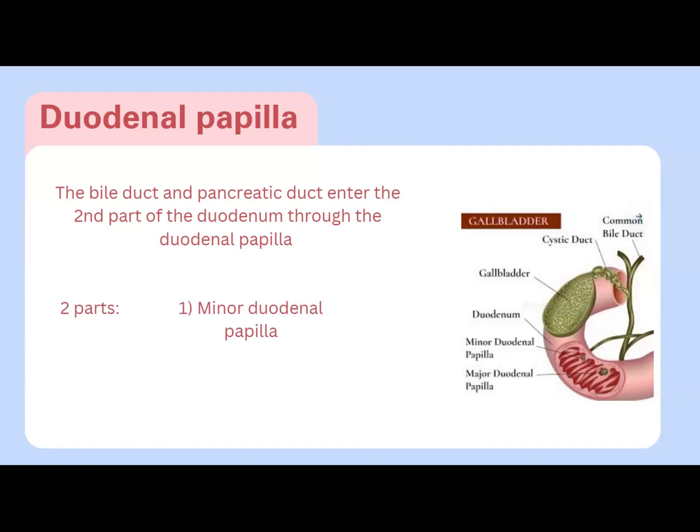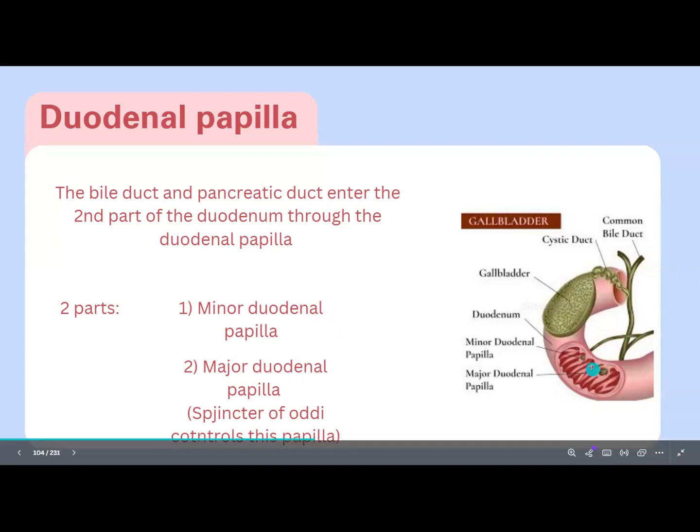The first one is the minor duodenal papilla, which is an opening for the accessory pancreatic duct. We're going to talk about it when we come to the pancreas. The accessory pancreatic duct will open into the minor duodenal papilla, but it does not always have to be there. Sometimes the accessory duct will also join with the other ducts. And the other duodenal papilla is the major. The major duodenal papilla is where the ampulla of Vater will open, which is basically the common bile duct and the pancreatic duct connecting and opening into the duodenum, which is this one right here.